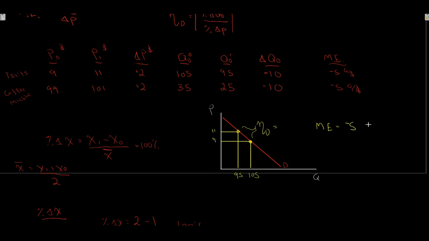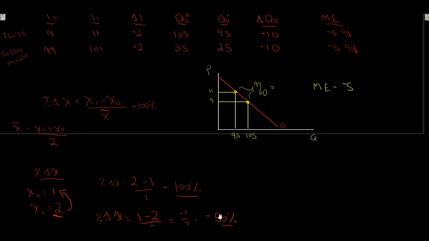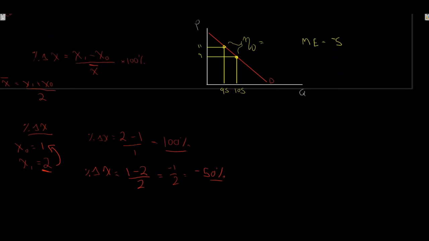But the problem is elasticity. The problem is this percent change. Percent change kind of depends on direction. Well, how do we overcome this problem? With this average value of x. And let's take a look at why that works.